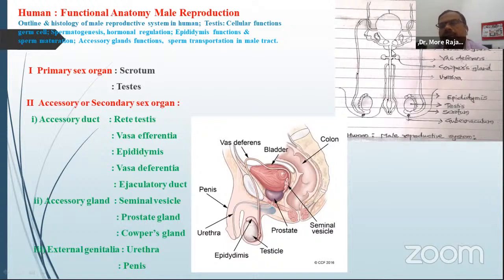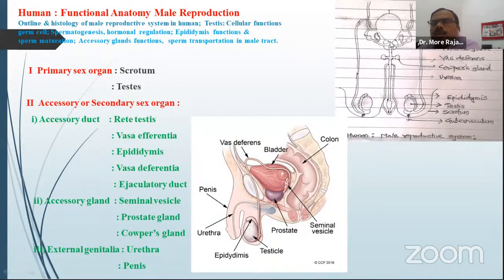And the external genitalia include the urethra. The urethra is the tube which passes through this muscular organ, the penis, and which conducts urine as well as the semen. This penis is only useful to penetrate into the female genital tract, that is, into the vagina. So in this figure, the entire structure, the primary sex organ and the secondary sex organ, is visible. It is the diagrammatic figure to show the detail.